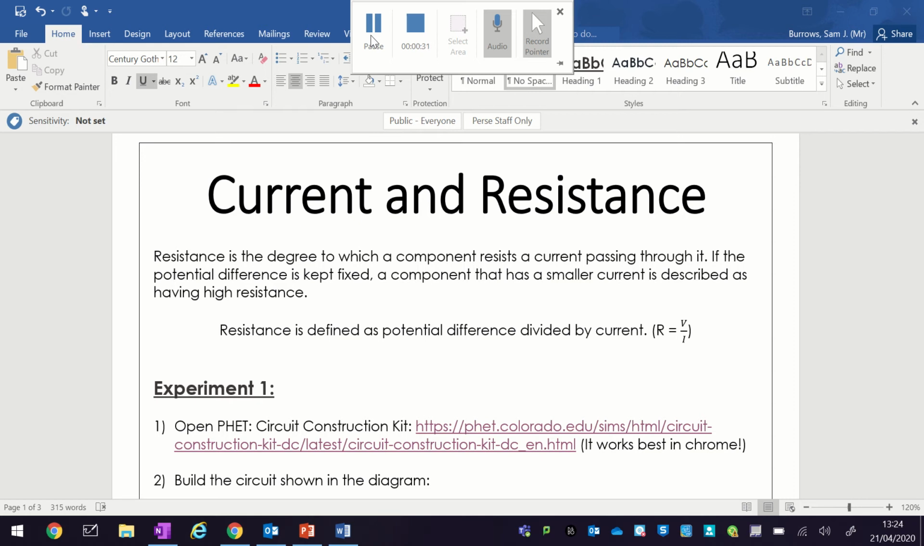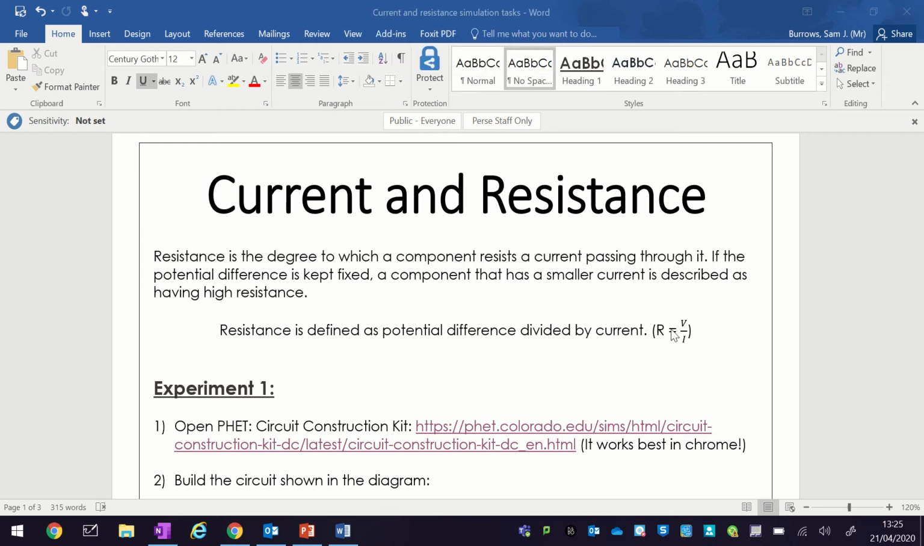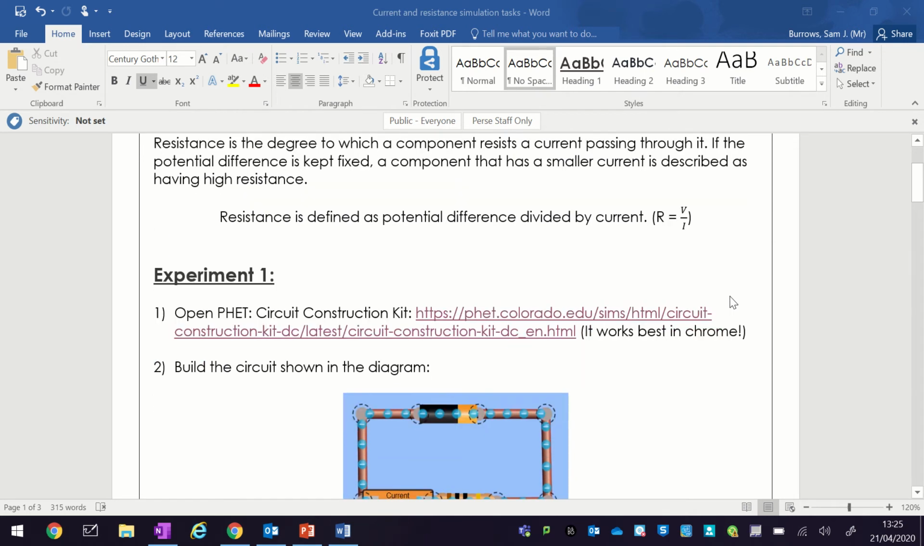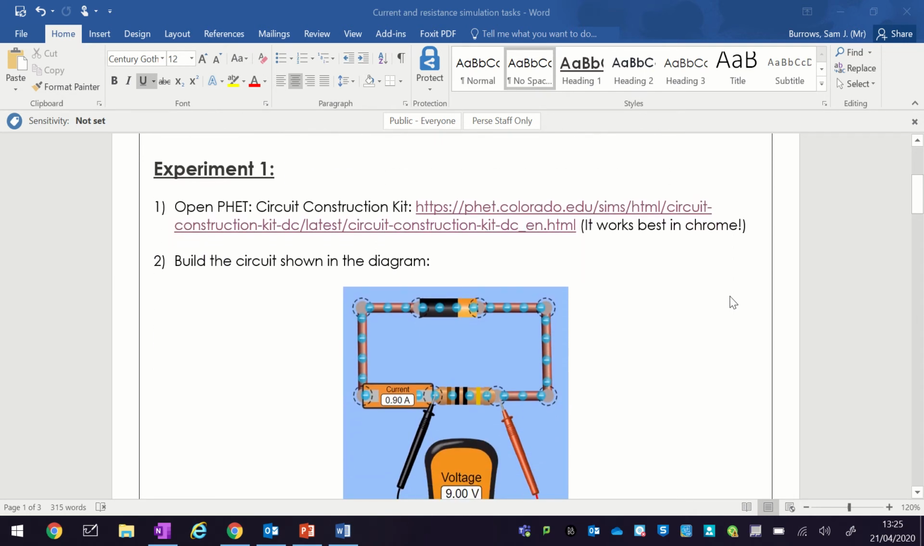If we get a big current, we describe that component as having low resistance. So if we have the same potential difference, resistance allows us to tell what's going on with the current. In terms of how we actually calculate resistance, resistance is defined as potential difference divided by current. So it's V over I. First of all, we're going to look at how we can figure out the resistance of a component.